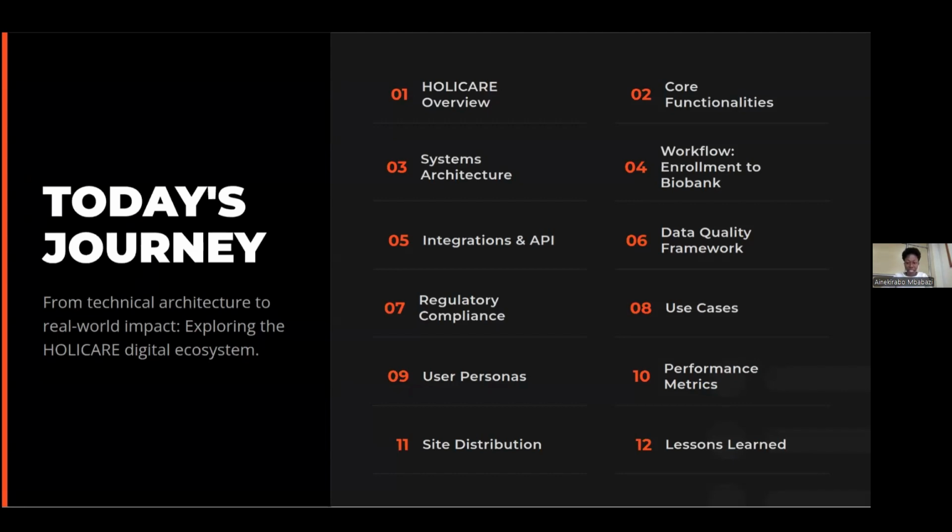All right, sure. So we will go through the overview. Then we'll talk about the core functionalities that are supported. Then we'll discuss the system architecture, and then we will have the workflow layout from enrollment to biobanking. And then we'll talk about the different integrations that are currently supported. Then we'll talk about the current data quality framework in place. Then I'll also talk about the regulatory compliances that we adhere to. And then we'll have the presentation on the use cases and the user personas. Then we'll have the current performance metrics. And then we'll have a visualization of how the different sites are distributed and the current data that we have at the moment. And then we'll end our discussion with the lessons learned.